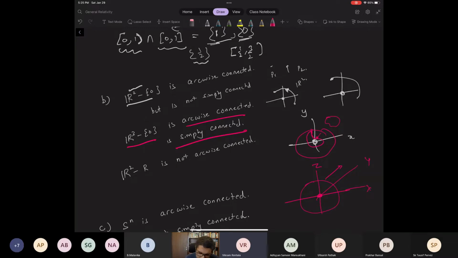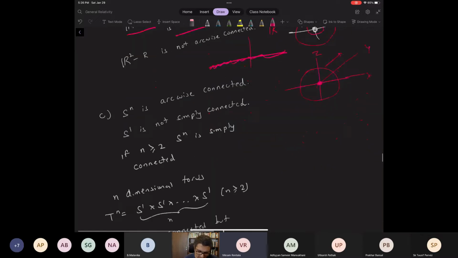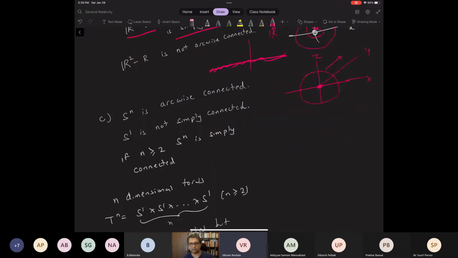And R square minus the real line is not arcwise connected. R square minus the real line is disconnected, right? Because if I remove the real line, then the upper half plane and the lower half plane split into 2. So it becomes a disconnected space. For all practical purposes, arcwise connected will basically mean the same thing as connected. There are some pathological examples where that's not true, but in almost every case that you can think of, arcwise connected means connected.